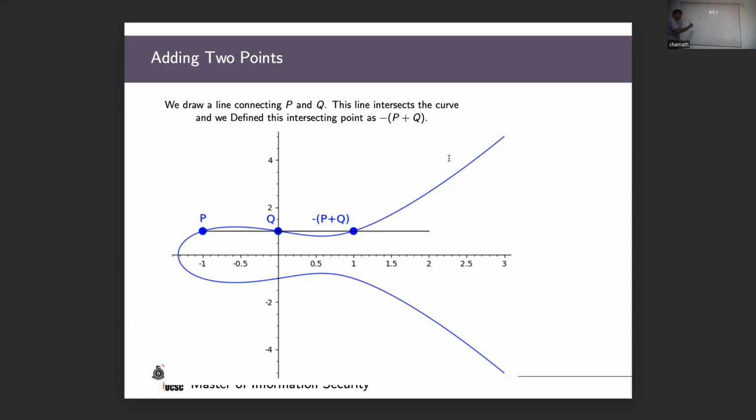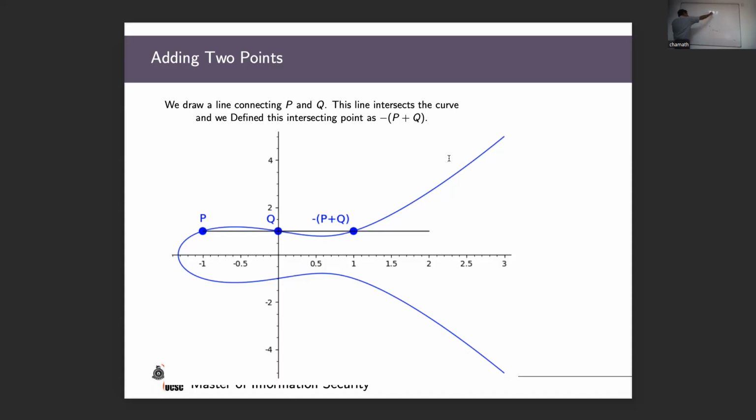These are just xy coordinates. Points are defined by the xy coordinates. And then the line intersects the curve again at another point. Then we draw a vertical line across that. And this point is the P plus Q point. That is how it is defined. It is not like you take the x coordinate of this one and the x coordinate of this one, and add them together. You won't get this one, right? It is the points.